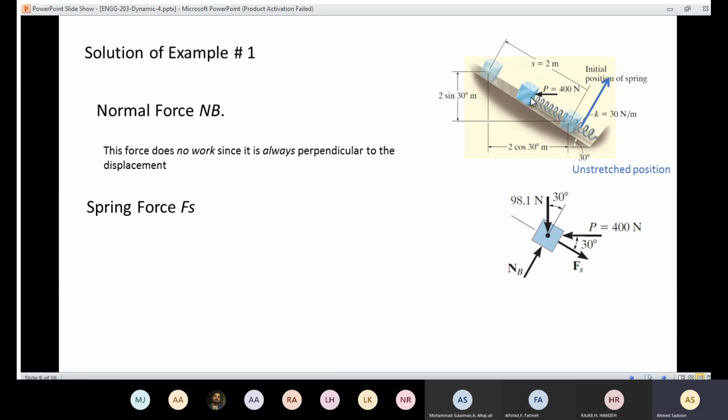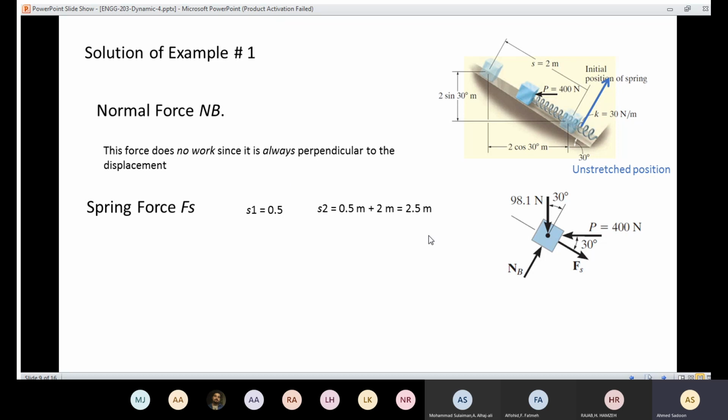Then let's go to the spring. We have a spring here, and since the displacement is going to be in this direction, the spring force is going to be opposite to that one, so the work is going to be negative. But we need to know the values of S1 and S2. Remember, the reference is the unstretched position. At S1, we have a stretch of 0.5, and here it is going to be 0.5 plus 2. So S1 is 0.5 and S2 is 2.5.